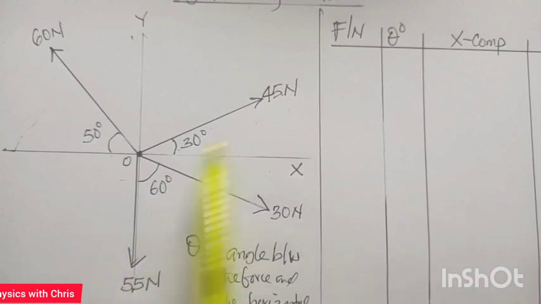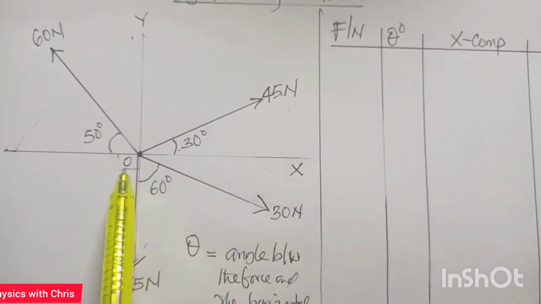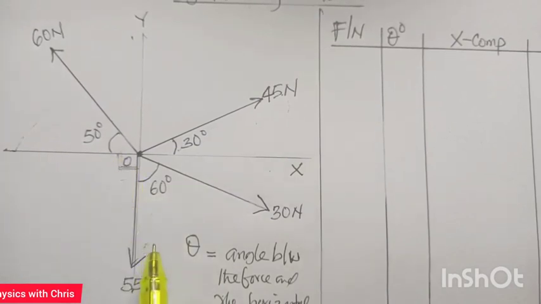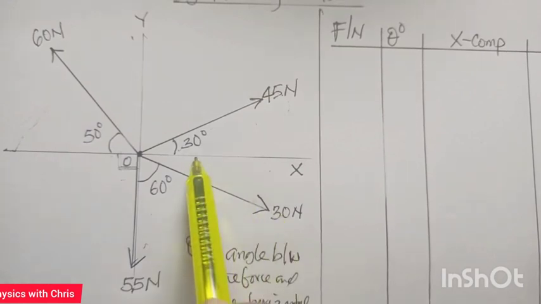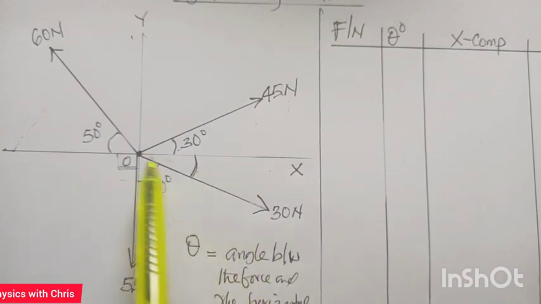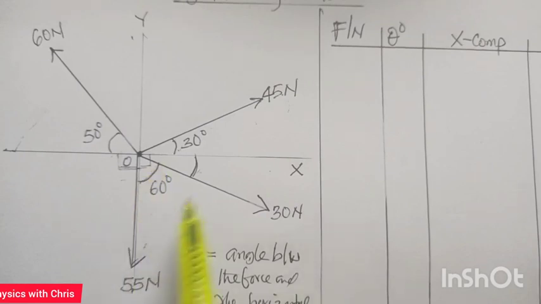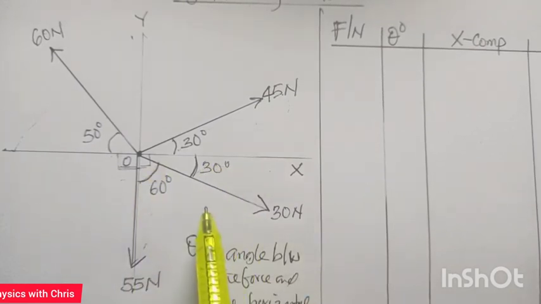The direction of 45 Newton is 30 degrees. The direction of 60 Newton is 50 degrees. The direction of 55 Newton is 90 degrees, the angle it makes with the horizontal. And the direction of 30 Newton, I need to define this angle. I want my angle theta, the direction of each vector, to be the angle that the vector makes with the x-axis. So since this is a right angle, and this is 60 degrees, then this will be 30 degrees, so that 30 plus 60 gives you 90.